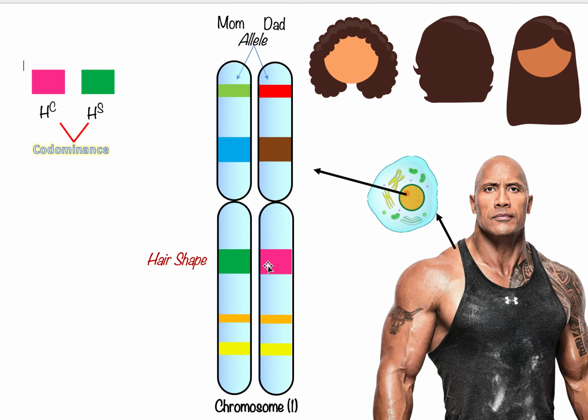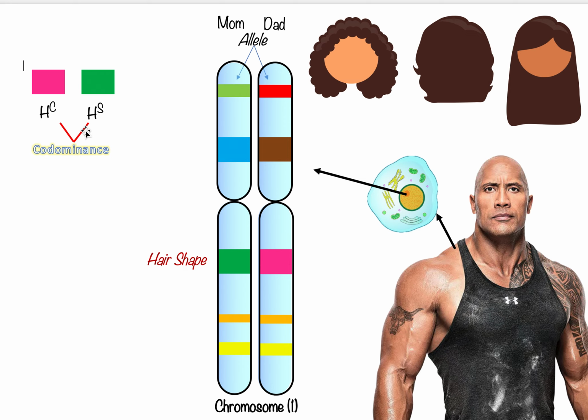What is the meaning of codominance? Codominance is when, for a specific trait, both alleles are dominant. Both different alleles are dominant. Not one is more important than the other. They are both the same importance. Co means the same, and dominance means dominance. So they both matter the same.